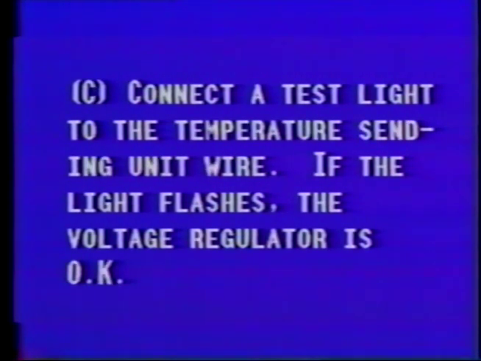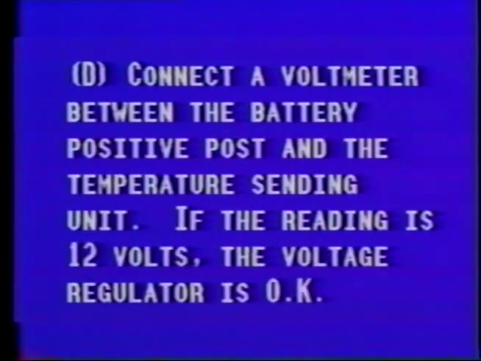C. Connect a test light to the temperature sending unit wire. If the light flashes, the voltage regulator is okay. D. Connect a voltmeter between the battery positive post and the temperature sending unit. If the reading is 12 volts, the voltage regulator is okay.